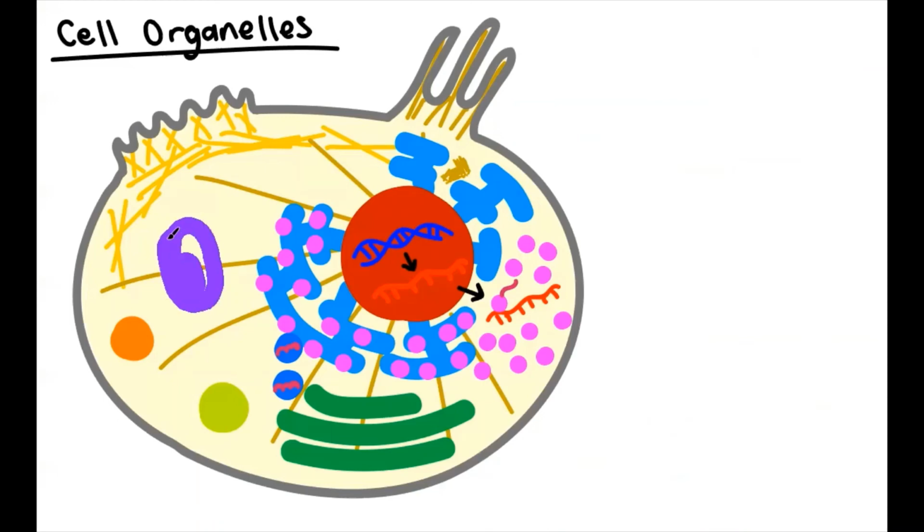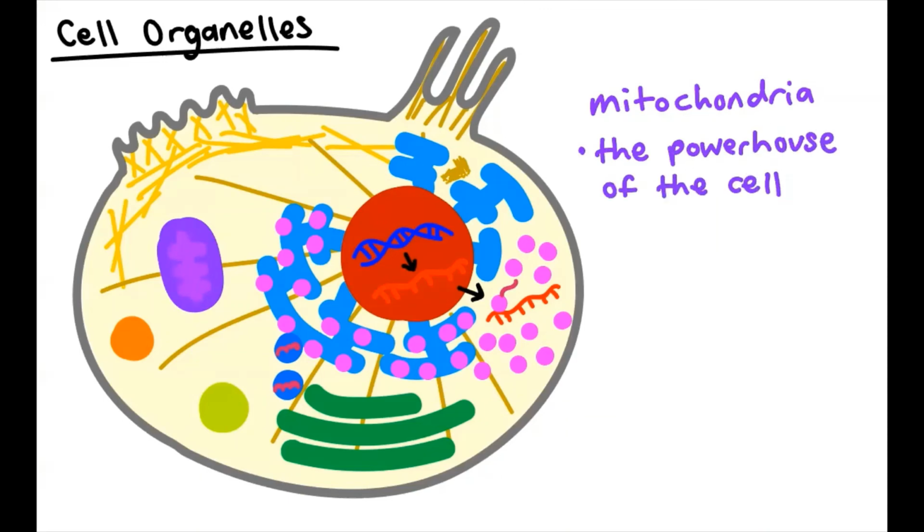Last but not least is the mitochondria, most well known as the powerhouse of the cell. Mitochondria are unique because they have their own DNA separate from the rest of the cell. The theory is that once upon a time, the mitochondria was a prokaryotic cell that was engulfed by another prokaryotic cell, and they ended up working together in a mutually beneficial relationship.